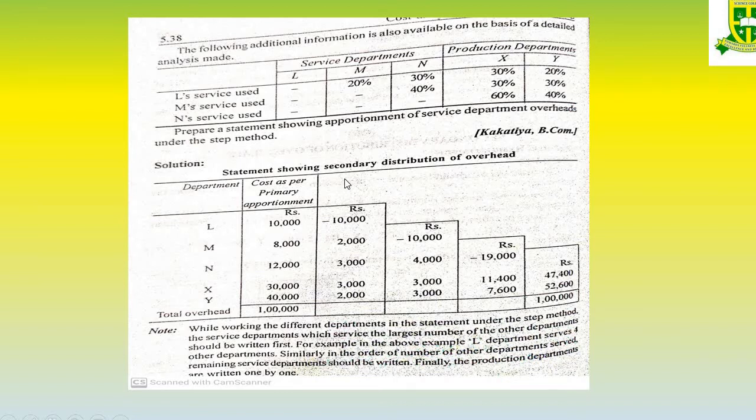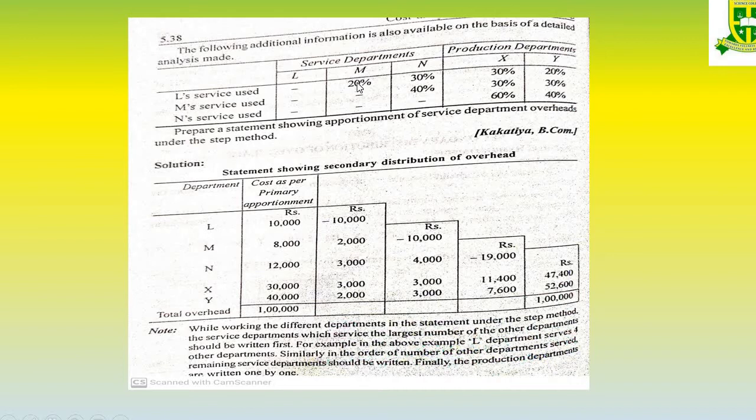So write the statement of secondary distribution. Write the department names; there are totally 5 departments L, M, N, X, Y. First write the service departments, because you are going to make them zero. The production departments will get all the values, so mention them at the last. You have written all the cost values: 10,000, 8,000, 12,000, 30,000, 40,000. Add the total; the total is 1 lakh. First I am going to make L zero. The L amount is 10,000.